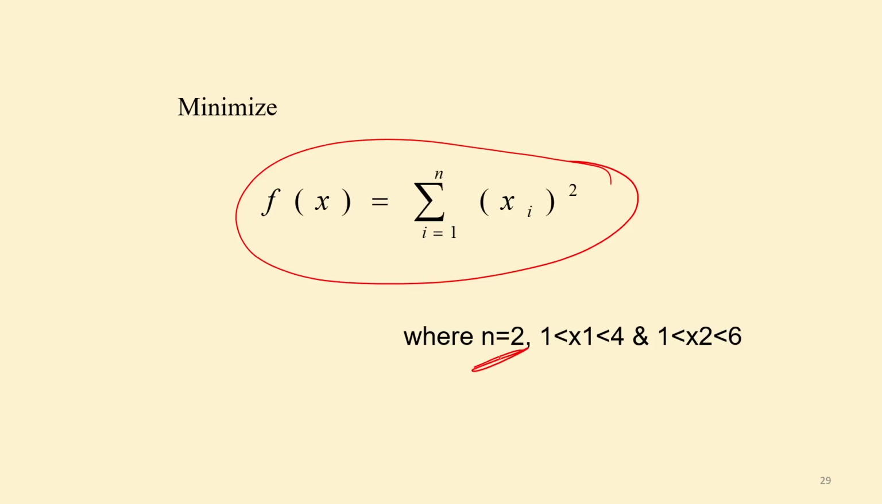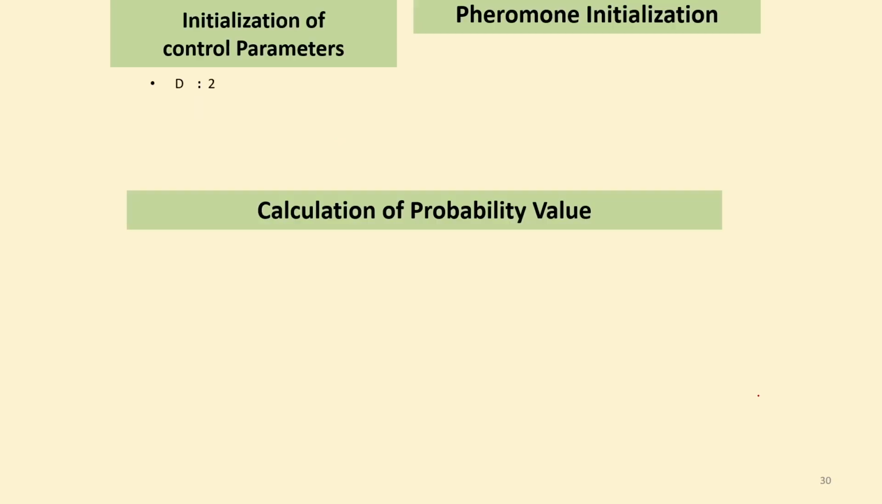Now, here n equals 2. This is the range: x1 is in the range 1 to 4 and x2 is in the range 1 to 6. Now, what is the first step? Initialization of control parameters. The dimension is 2, there are 2 variables. So, the pheromone ranges are 1 comma 4 and 1 comma 6, number of ants is 5, iterations 20, and error factor is 0.5.